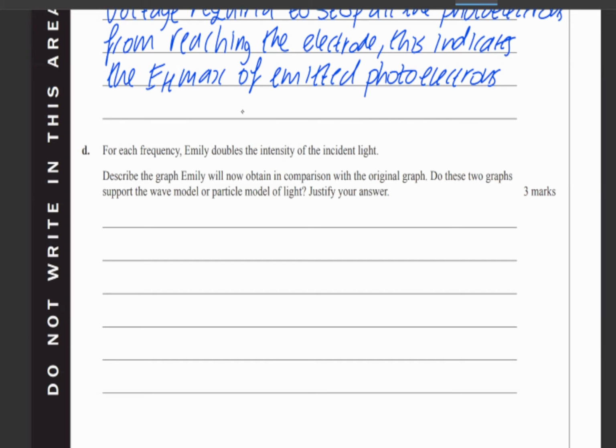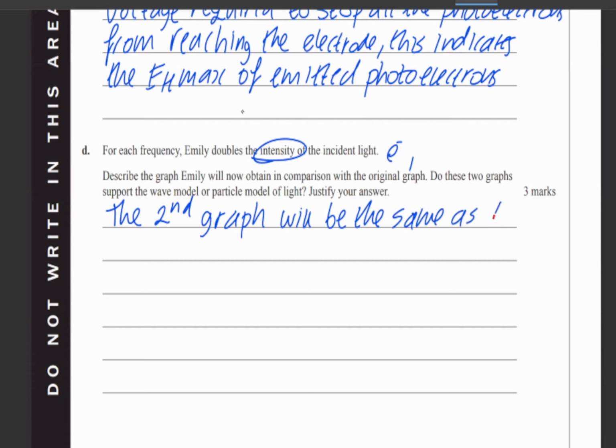So increasing intensity only increases the amount of electrons emitted. If you wanted to increase the kinetic energy of electrons, you would change the frequency. So it doesn't really change anything. So the second graph will be the same as the original.